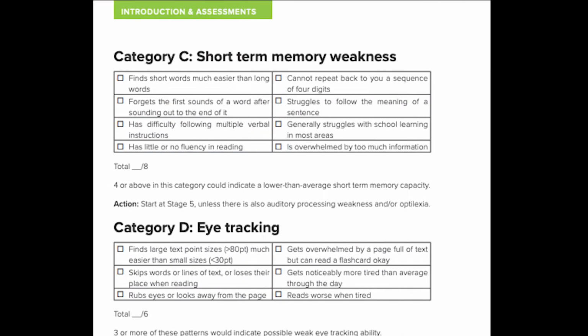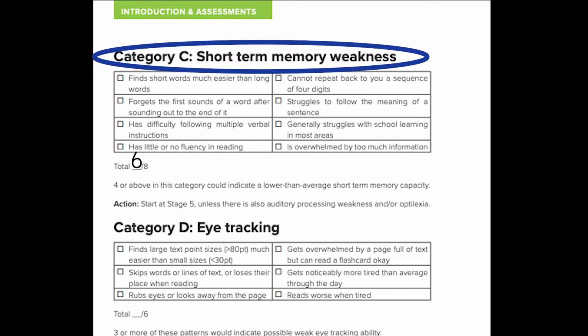So the first thing to do in this process is a baseline assessment. You should work through the categories in the baseline assessment, ticking any that apply to the student you're thinking about, and then writing a total score at the bottom. Each category then has instructions for the stage in which you should take action. So let's say my pupil Jim has scored 6 in category C. This would indicate a possible difficulty with his short-term memory, and so it tells me to start on stage 5. So I'd flip to stage 5 in the manual and begin the intervention.